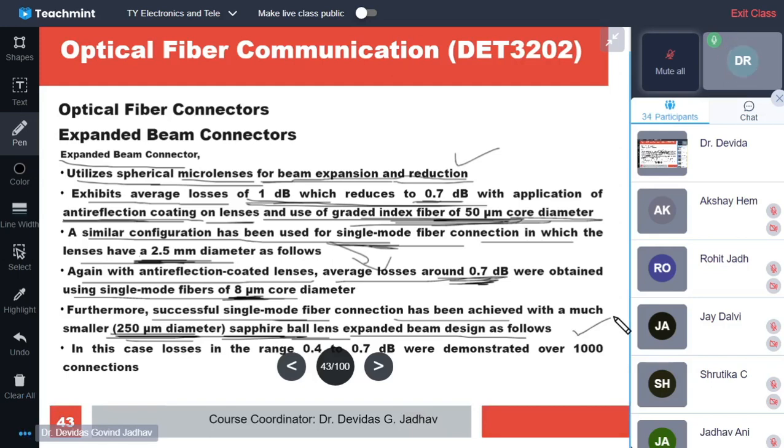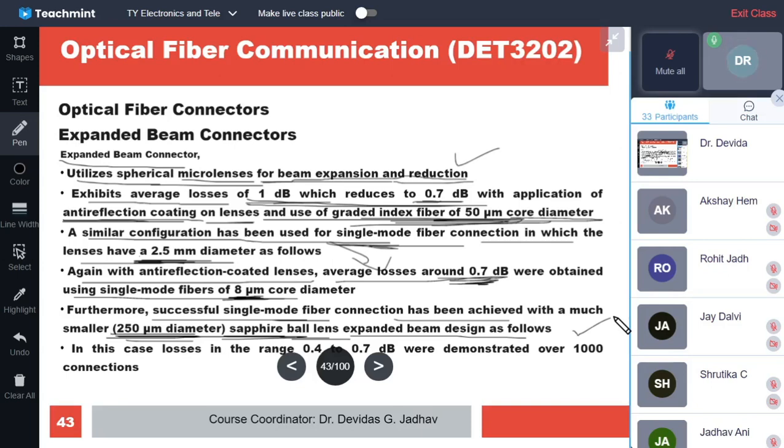So the expanded beam connector uses spherical micro lenses for beam expansion and reduction, and it exhibits an average loss of 1 dB, and an average loss of 0.7 dB with the application of the anti-reflective coating on the lenses, using graded index fiber of 50 micrometer. So 50 micrometer is a comparatively large diameter. And in the single mode case, where the diameters are small, they use the 2.5 mm diameter lens with anti-reflective coating. The average loss is again 0.7 dB.